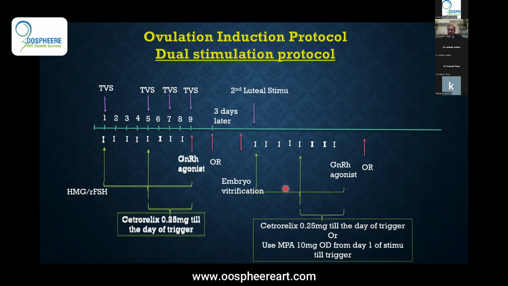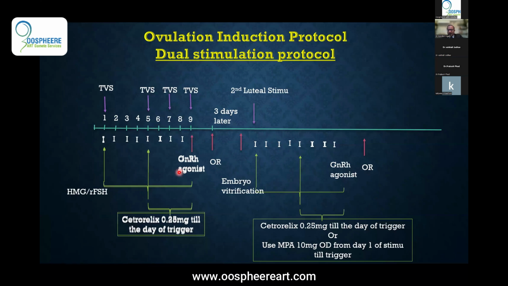Endogenous progesterone itself will not allow an LH surge, but in the first stimulation protocol, when we give an agonist, it always causes an early luteal phase defect, so a low progesterone level. That's why there is a slight risk of a premature LH surge, and that's why cetrorelix, as an antagonist, should be given in the second luteal phase.